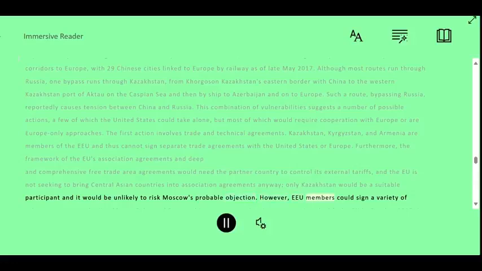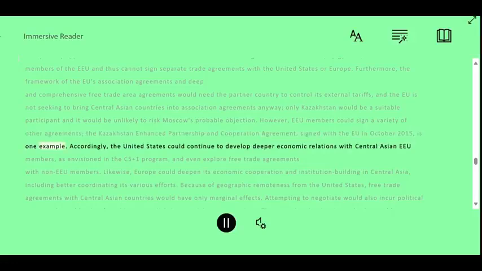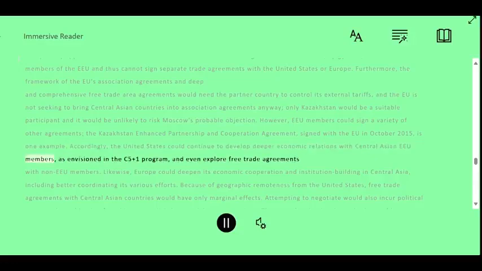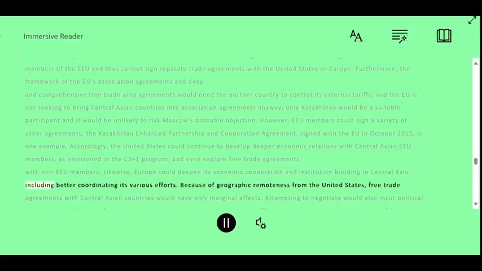However, EU members could sign a variety of other agreements. The Kazakhstan Enhanced Partnership and Cooperation Agreement, signed with the EU in October 2015, is one example. Accordingly, the United States could continue to develop deeper economic relations with Central Asian EU members, as envisioned in the C5+1 program, and even explore free trade agreements with non-EU members. Likewise, Europe could deepen its economic cooperation and institution building in Central Asia, including better coordinating its various efforts.